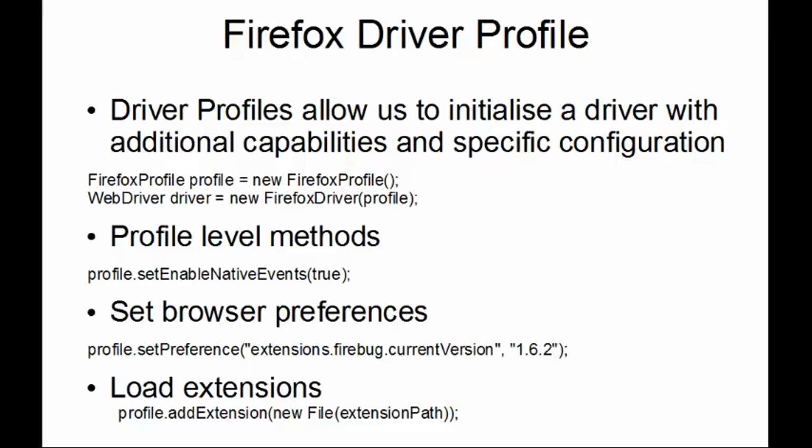So you've already learned the difference between native events and the JavaScript ones. We can control that through the profile that we pass into FirefoxDriver by doing setEnableNativeEvents. We can also set different preferences, which are the actual browser preferences. When you look in the help for Firefox, that's the name of it, that's the property in Firefox, so that we can control the browser.